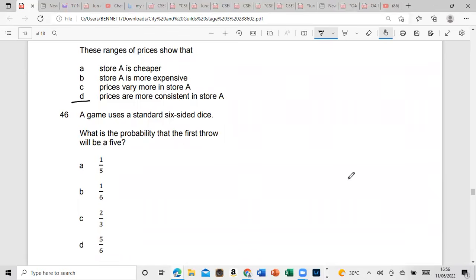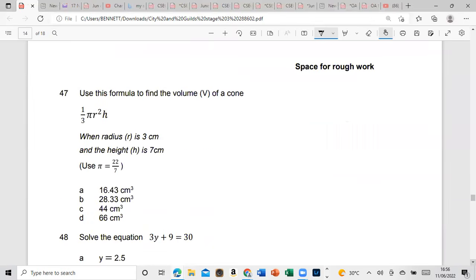Question 46. Again, use the standard die. There is only one 5 on the die, so that's 1 out of 6. Only one 5. So that's it. All right, let's move on to 47.